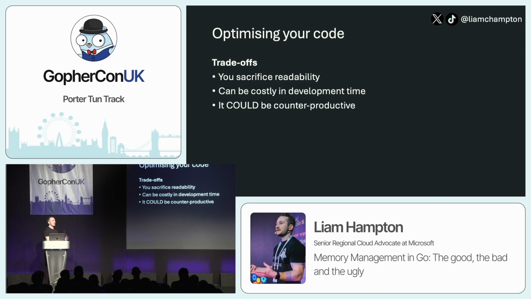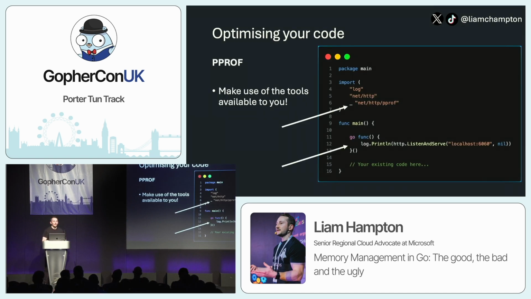Now, how did we spot that? How did I find out that it was using more memory? Well, I used pprof. pprof is a wonderful tool. It's built into Go, and you can see it here in the net/http package itself, so it's already there for you.